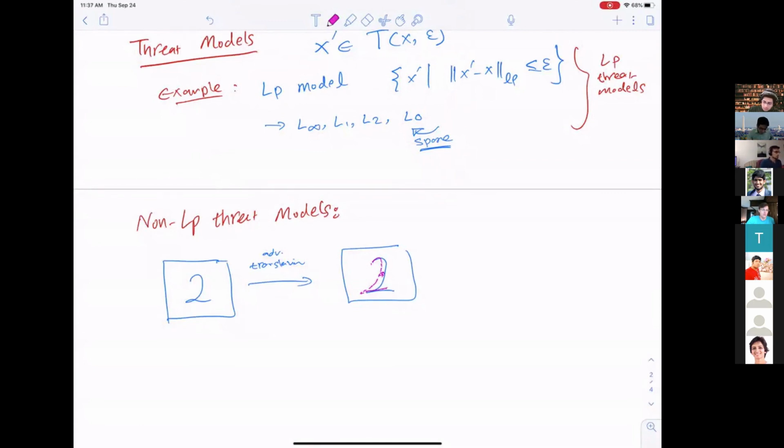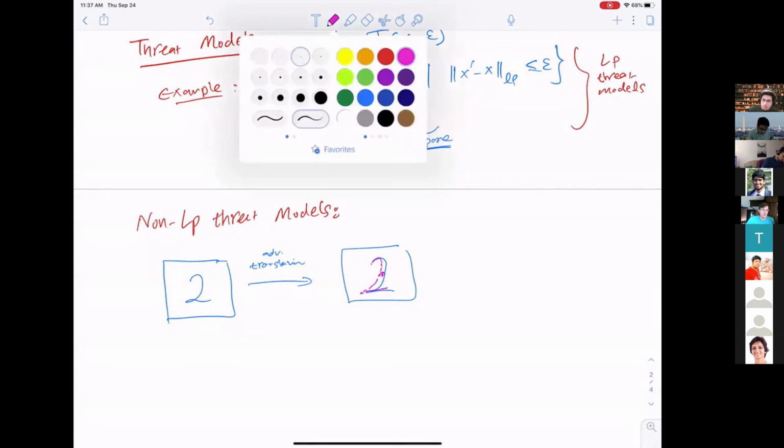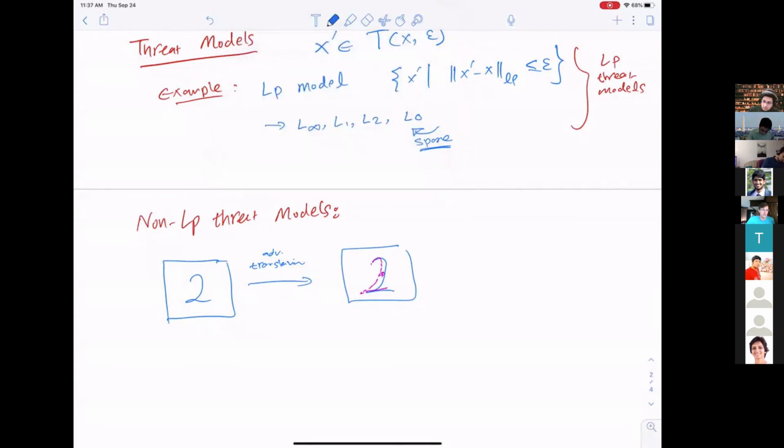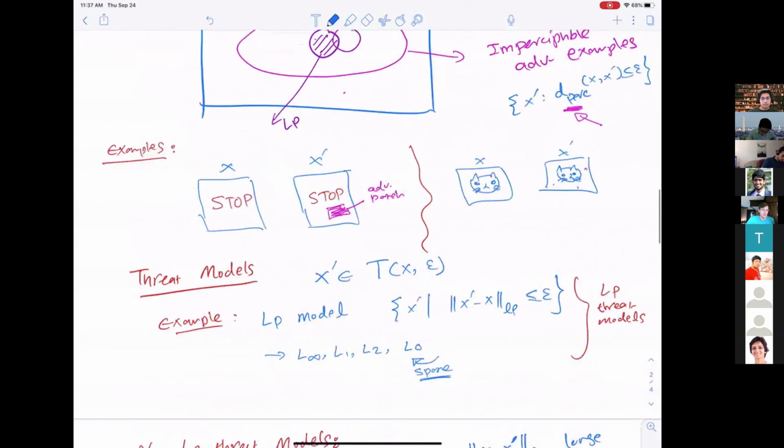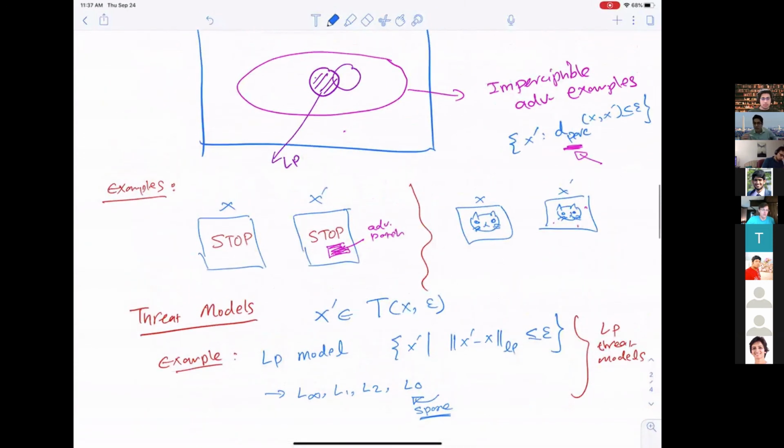So if you think about this, if you compute the LP, so this is X prime, this is X. If you compute, let's say, L2 or L infinity between X and X prime, this is going to be a really large number, right? Because every pixel is changed quite significantly. So the LP is going to be large. So that means that this example, X prime, is not in the set of LPs. So from an LP point of view, the norm difference between X and X prime is a large number. So we are not in this set.